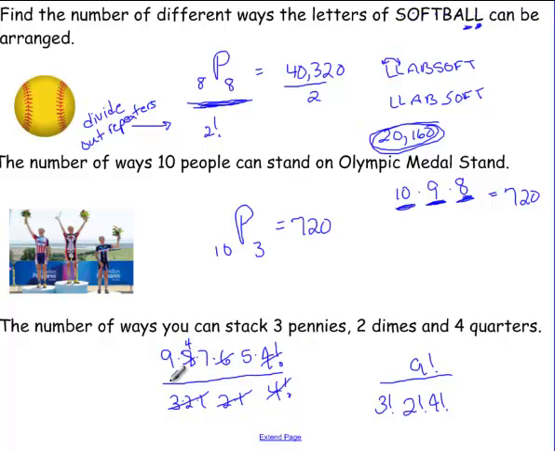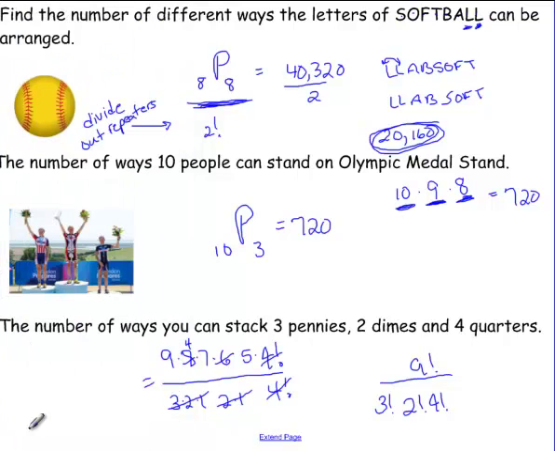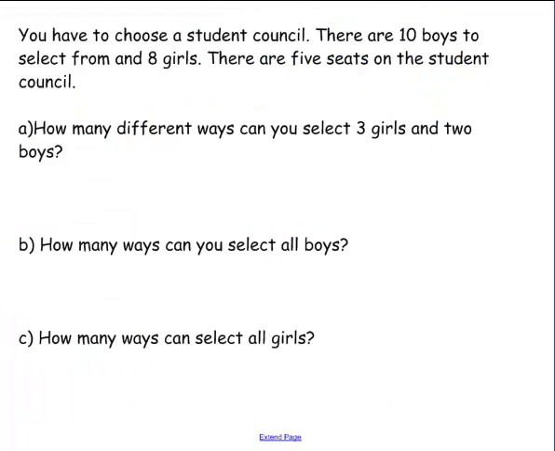So now I have a lot easier to multiply on my calculator. 9 times 4 is 36. 36 times 35. That's what it boiled down to. 36 times 35. So there was 1,260 different ways to stack all these.